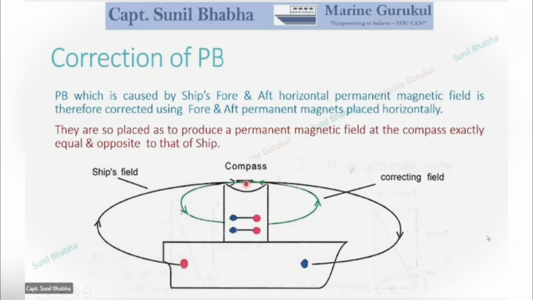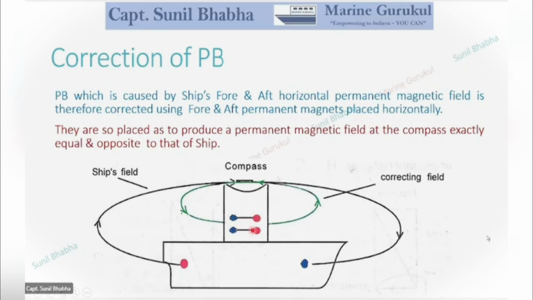So what we do to correct it, we use fore and aft permanent magnets. We place them in the binnacle just below the compass, and we place them in such a way that their poles are opposite to the poles of the ship. So we had the blue pole at the bow. When we place these correctors, we place the blue pole towards the stern. You see, we have the red pole of the corrector magnet towards the bow.